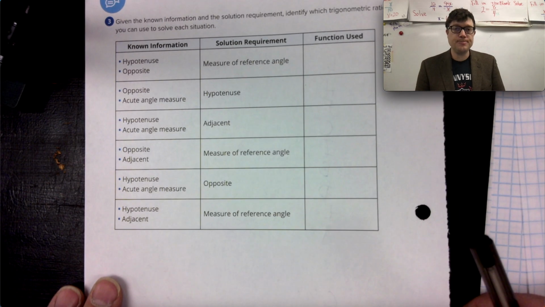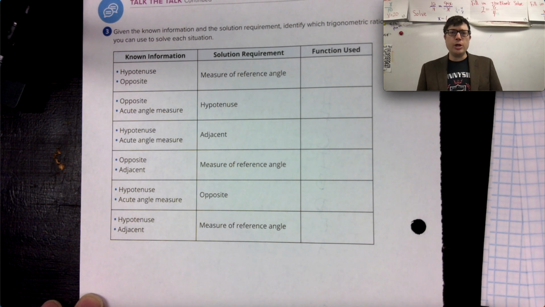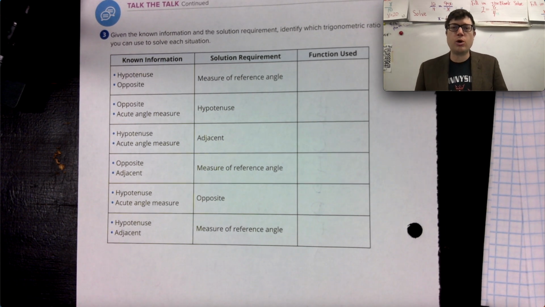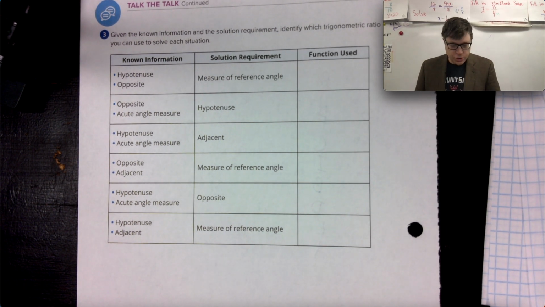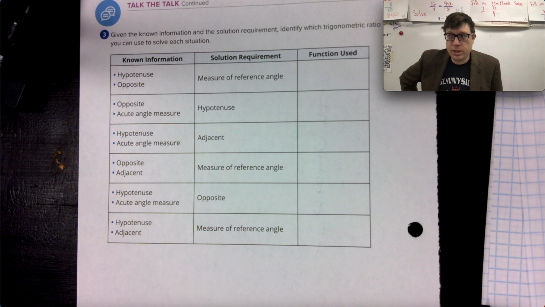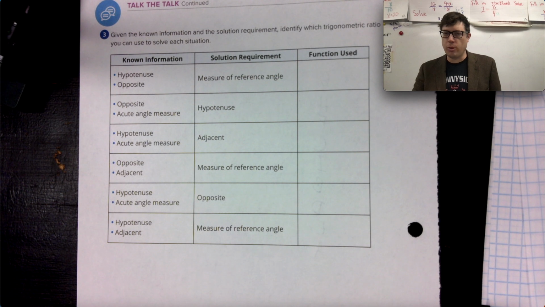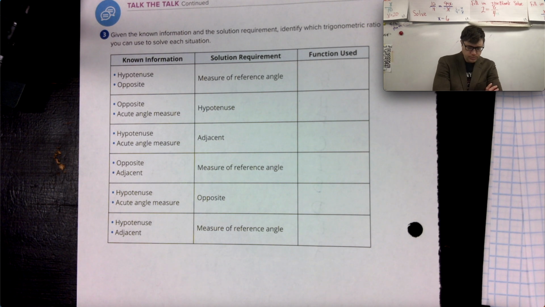Last question, number 3. Given the known information and the solution requirement, identify which trig ratio you can use to solve each equation. Ready? I'm going to answer this one the same way I did questions 1 and 2, in a review format. Pause, skip forward, but before you skip forward, answer them yourself. See if you really know what you're talking about. Okay, so you're skipping forward.